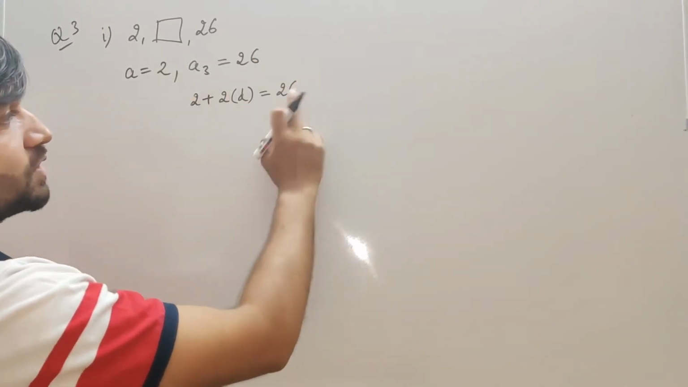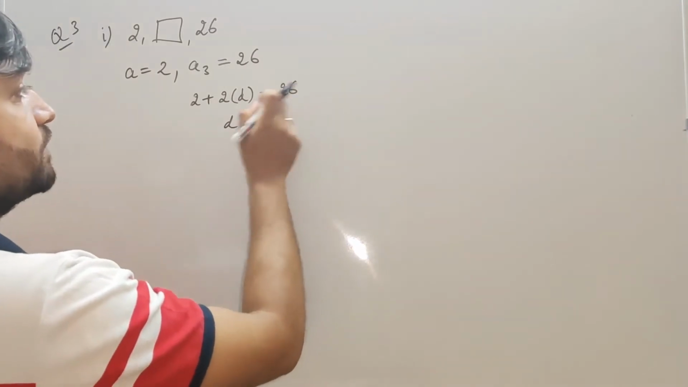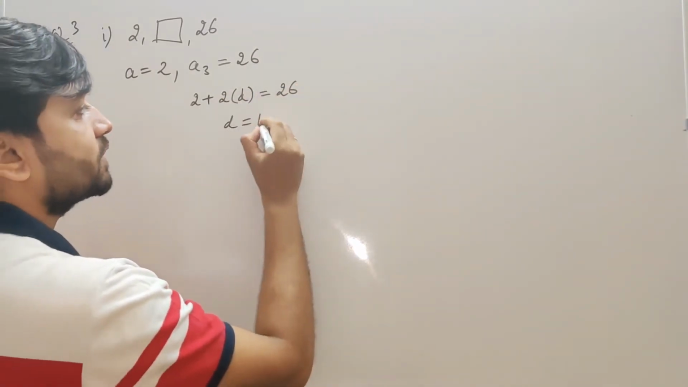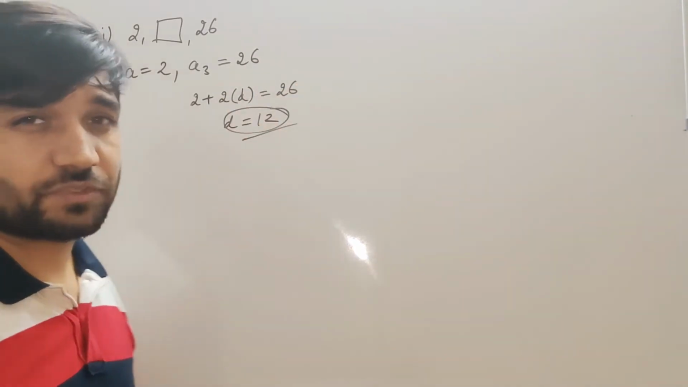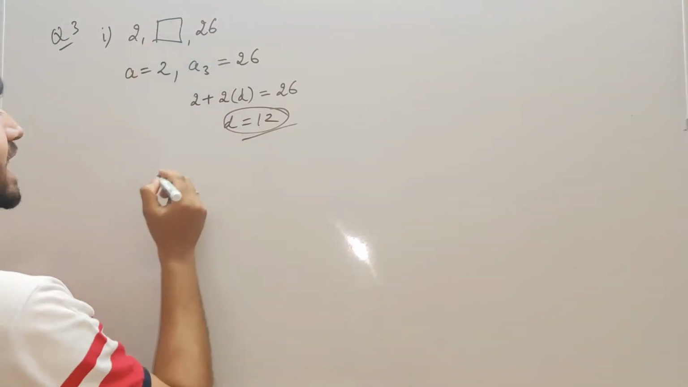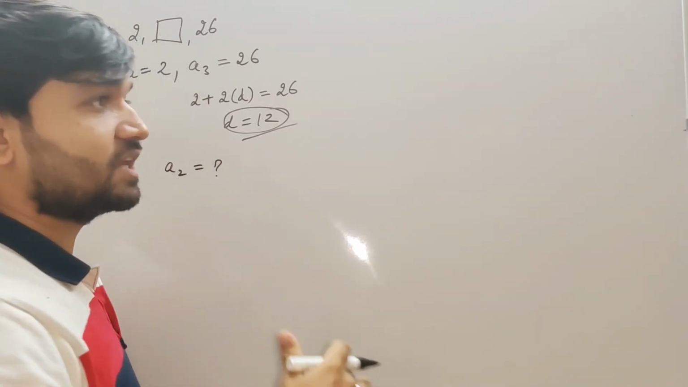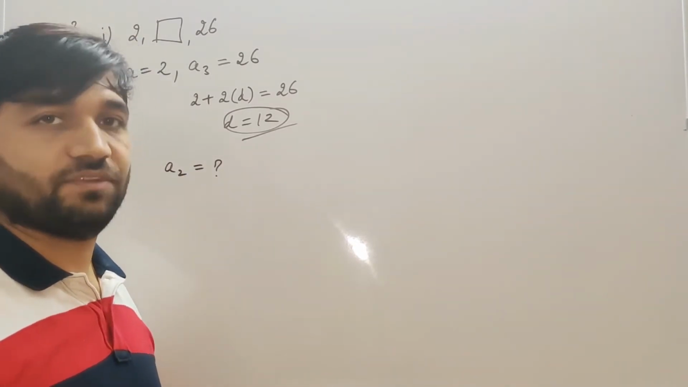So this 2 goes to the other side: 26 minus 2 is 24. And 24 divided by 2 gives you 12. So we know the common difference value, but that is not what the question is asking. They are asking for the second term, A2. When they ask for the fifth term, that means A5.